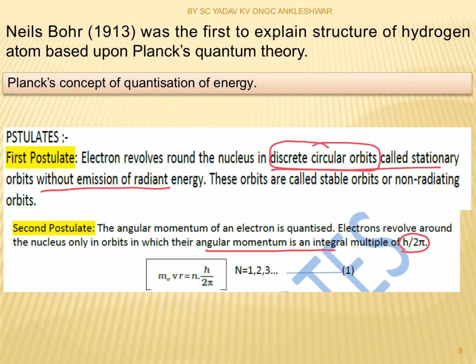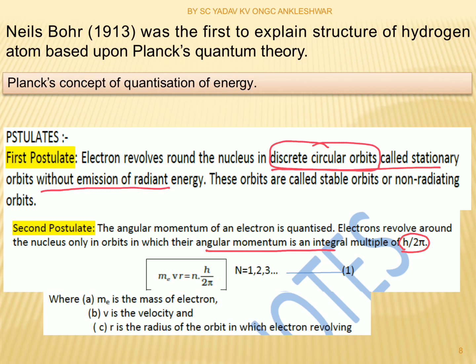So my dear students, the first postulate, what did it say? It said that electrons revolve in discrete circular orbits. Now the second postulate confirms that only those circular orbits in which angular momentum is an integral multiple of h by 2 pi are permitted. I hope these two postulates are very clear to all of you. So now moving to the third postulate.